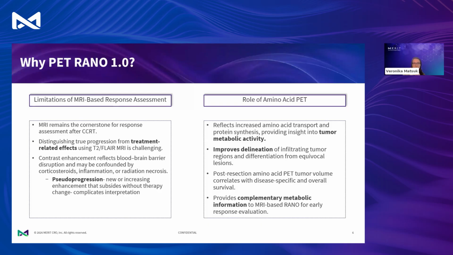And of course, pseudoprogression remains one of the biggest challenges in that early post-treatment imaging time point. Amino-acid PET adds a different kind of information. Instead of focusing primarily on structural or vascular changes, it gives us a metabolic readout that may better reflect active tumor biology, and that can be especially valuable when our MRI findings are equivocal. And in clinical trials, this matters because the uncertainty in imaging interpretation can directly affect the endpoints, the treatment continuation, and the overall confidence in response assessments.